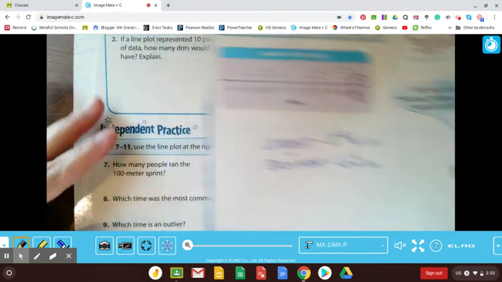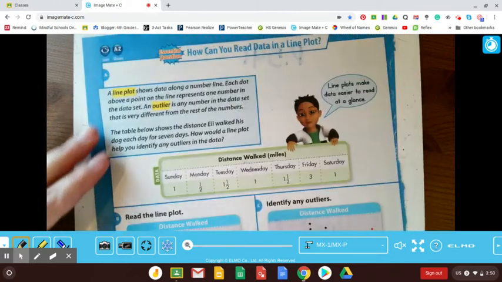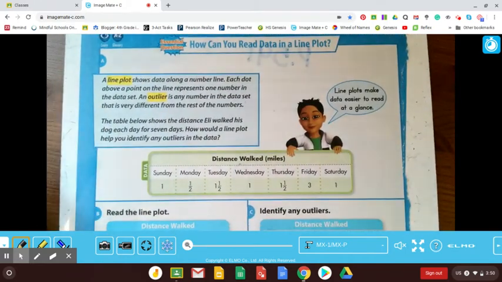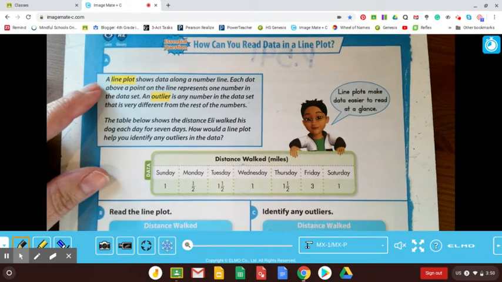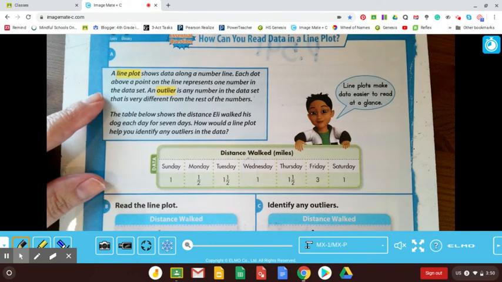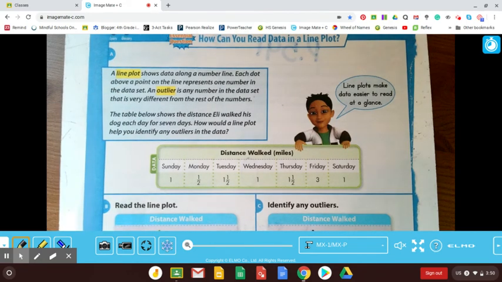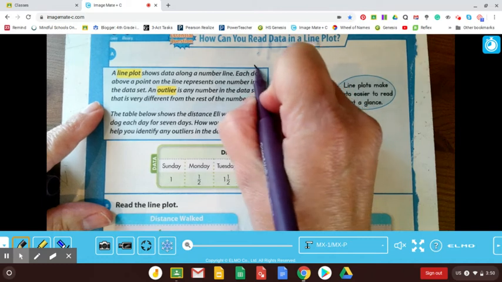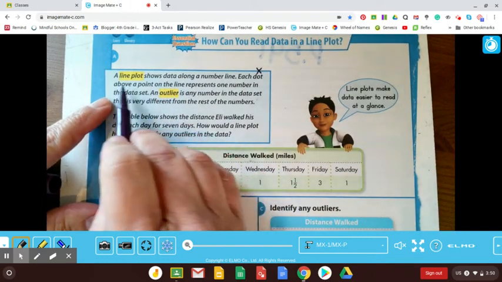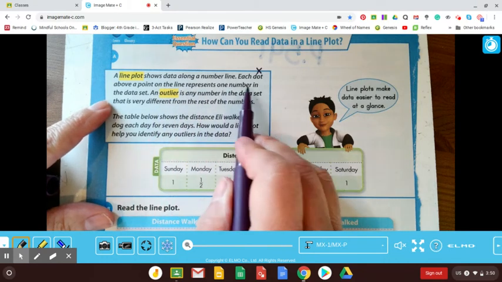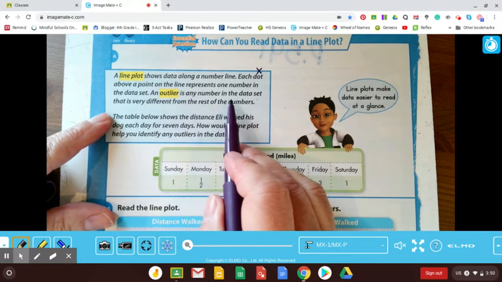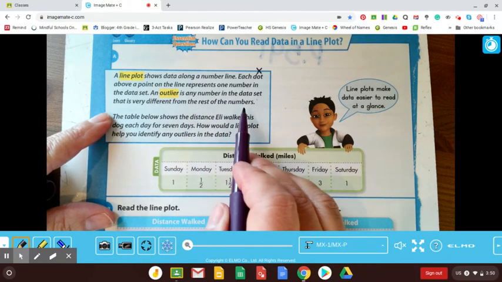All right, let's turn this paper over. You can either have it ripped out of your math workbook, or perhaps you want to keep it in. Either way, it's fine. A line plot shows data along a number line, just like we've been talking about. Each dot above a point, and sometimes it's not a dot, sometimes it's an X, on the number line represents one number in the data set. An outlier is any number in the data set that is very different from the rest of the numbers.